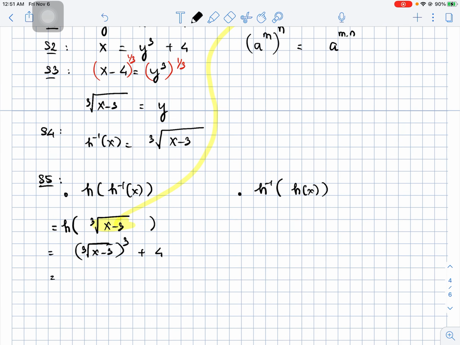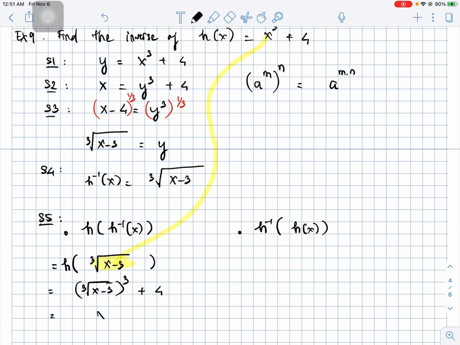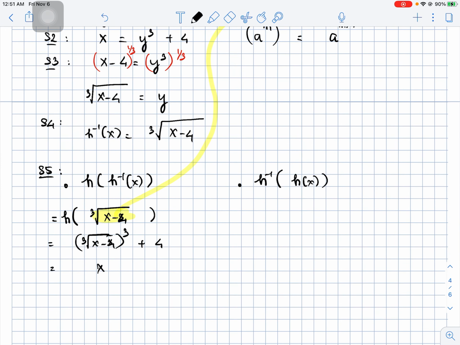The 3 index and the exponent cancel out. And the function is x minus 4. It's not x minus 3, right? So I copied it wrong. Now the 3 you cancel out, so you get x minus 4 plus 4, and the answer is x.